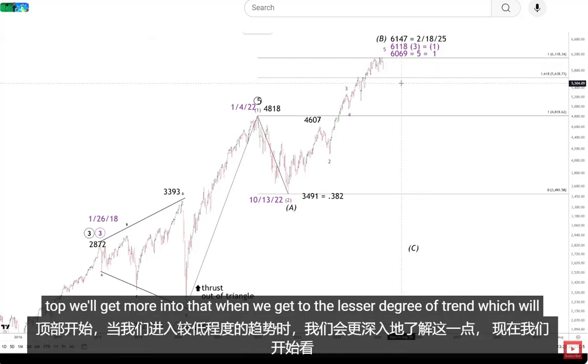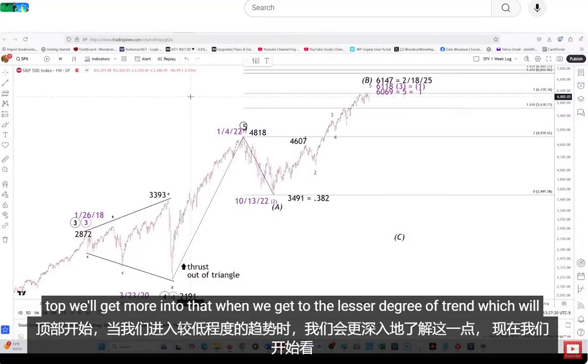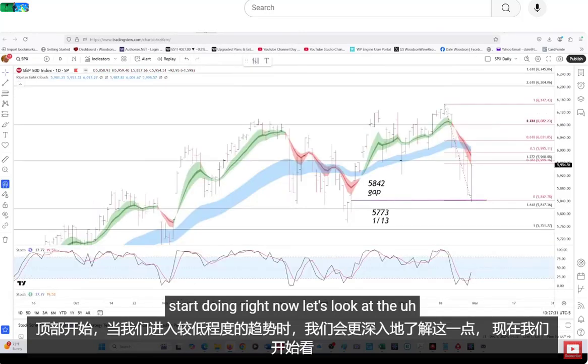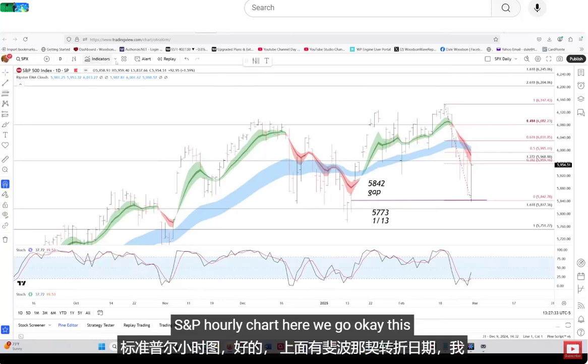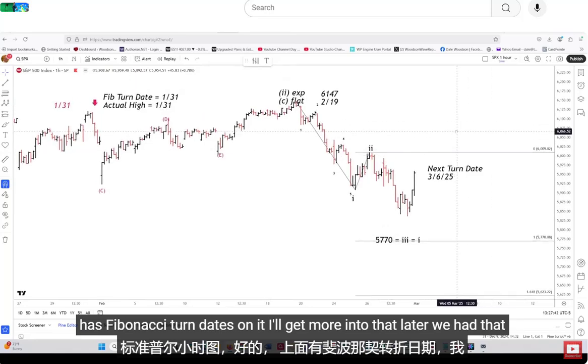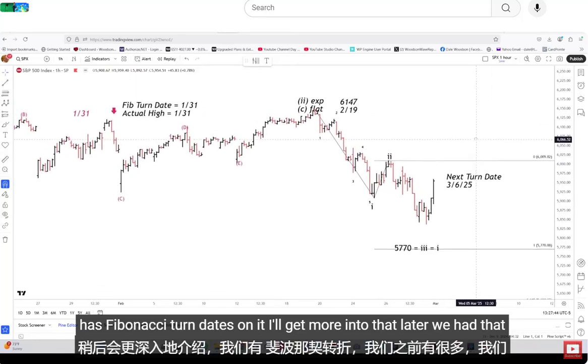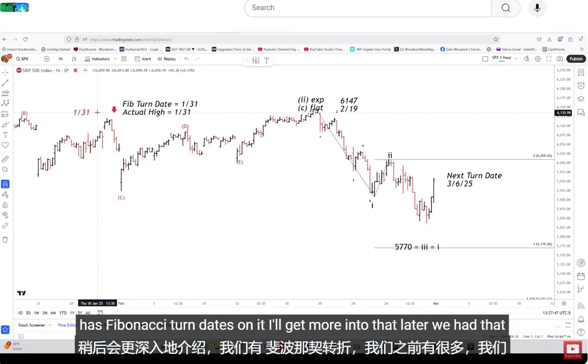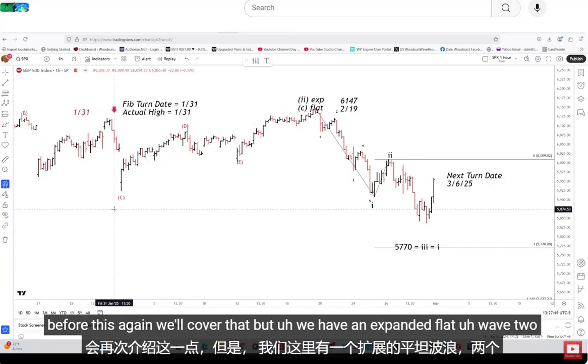We'll get more into that when we get to the lesser degree of trend, which we'll start doing right now. Let's look at the S&P hourly chart. Here we go. This has Fibonacci turn dates on it. I'll get more into that later. We had that Fibonacci turn, well, we had a lot of them before this. Again, we'll cover that. But we have an expanded flat wave 2 high here.